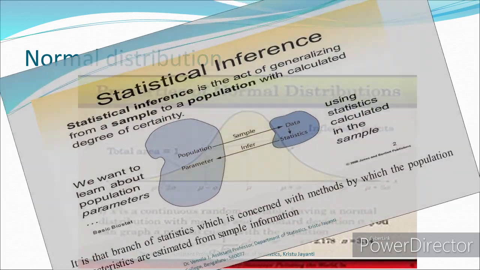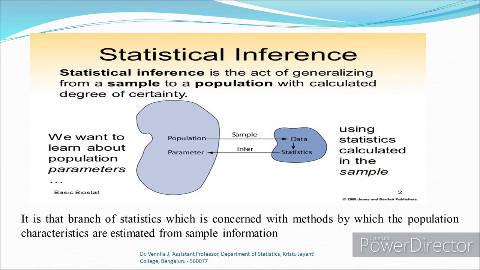And the next most important method is statistical inference. Statistical inference is the act of generalizing from the sample to a population with a calculated degree of certainty. It is a branch of statistics. With the help of this we conclude the terms. Here we have to apply two things: one is the population and another one is a sample.